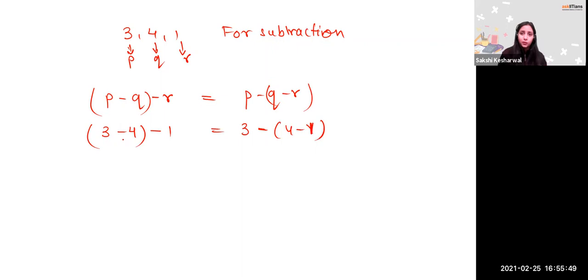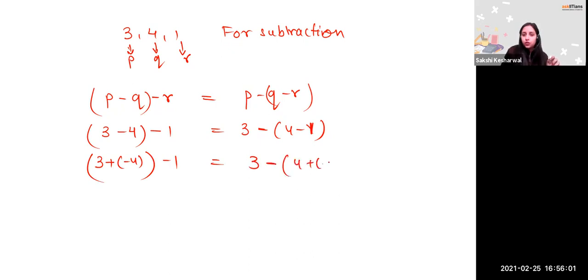So this is equal to what? 3 minus 4. Both are positive, and then there is a subtraction, so you will write 3 plus minus 4, right? And this is minus 1. So this is equal to 3 minus 4 plus minus 1, right?